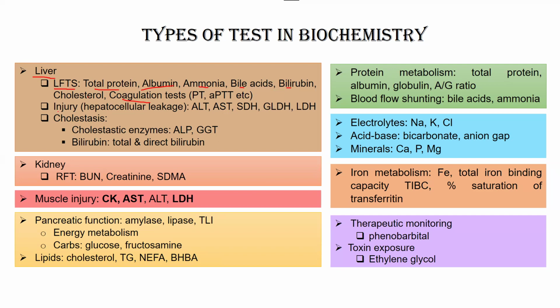The second type of tests in the liver are called injury or hepatocellular leakage enzymes. You can see all these enzymes over here. These enzymes are cytosolic enzymes. We will see their detail in later lectures when we look at the liver tests specifically. But basically, this is a liver cell, and all of these enzymes are present in the cytosol of this liver cell. But when any injury happens and the liver cell membranes get broken, these enzymes will come out of the cell.